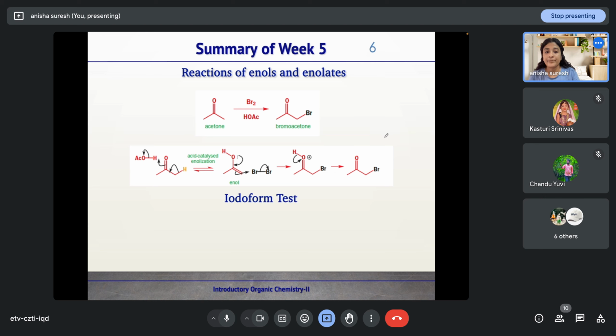And in the presence of base, instead of acid, if we are using base catalyzed enolization, here, instead of this bromoacetone, the reaction will be uncontrolled and it will lead to the formation of bromoform and this acetate, O minus, plus CHBr3. This will be formed in base catalyzed conditions.